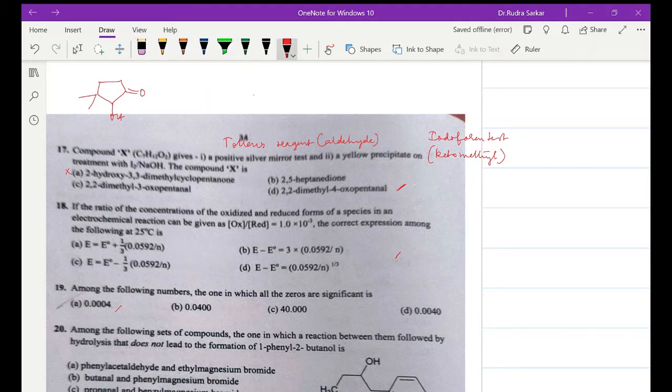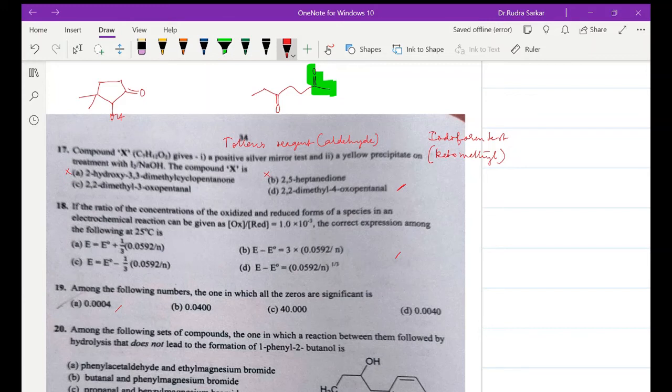Heptadione it is saying, so obviously 1, 2, 3, 4, 5, 6, 7. So this is the molecule they're talking about. This is 2, 3, 4, 5. So again, this is having a ketomethyl group, no doubt, but it is not having any aldehyde group. So this also is the incorrect option. Next we have 2,2 dimethyl 3-oxopentanal.